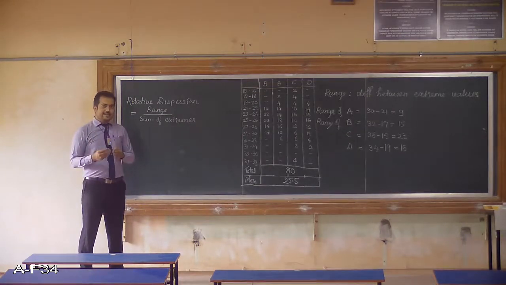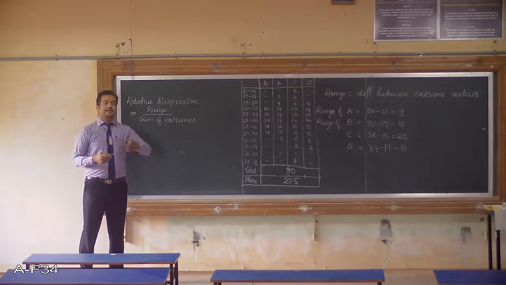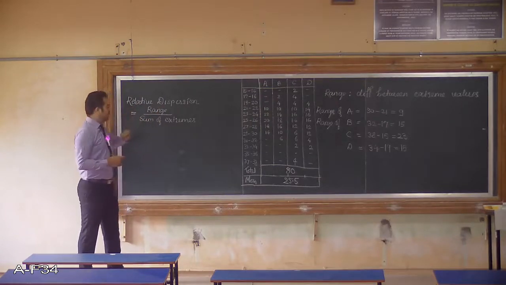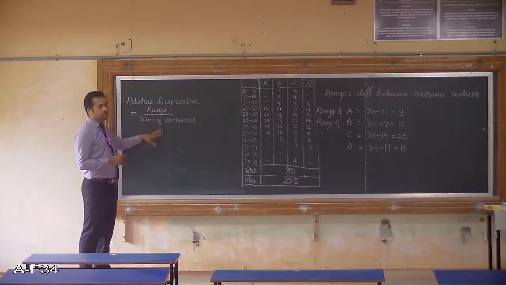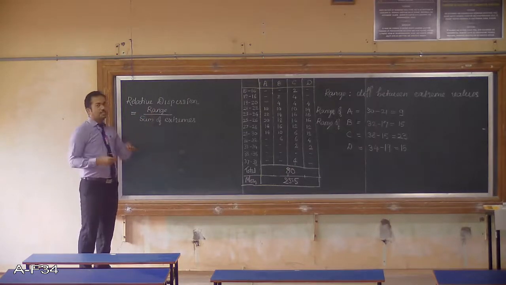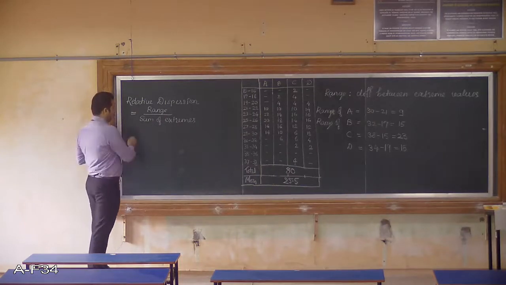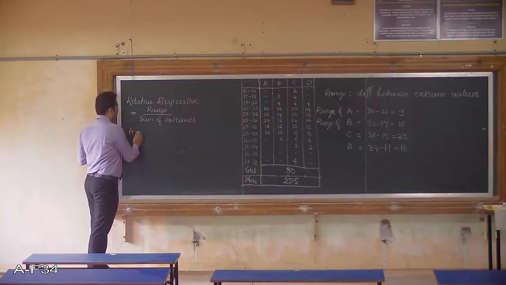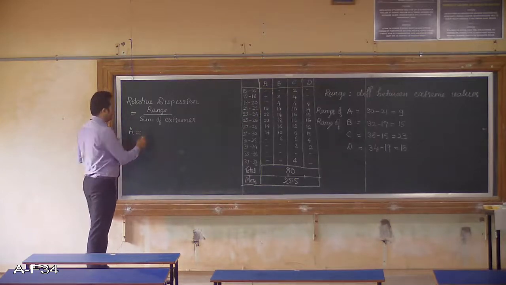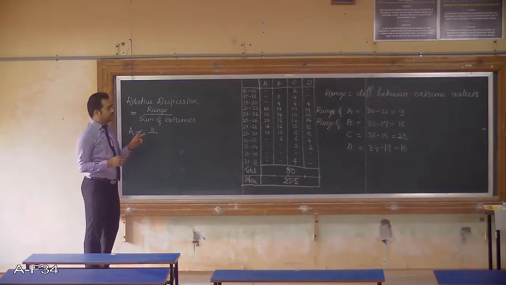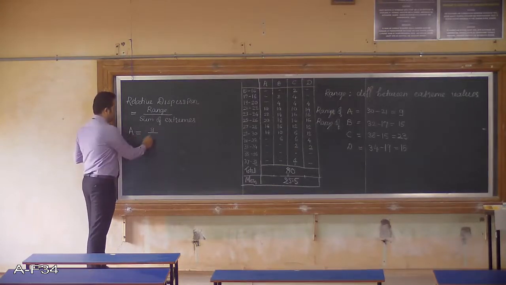so to have an idea about how the elements are dispersed among this entire range, we have one measure called relative dispersion. Relative dispersion is the ratio of the range divided by the sum of the extremes. Range is nothing but the difference of the extremes, and that we are dividing by the sum of the extremes. So for example, for A, the relative dispersion would be the range we have already calculated as 9 divided by the sum of the extremes, which are 30 and 21 together, it is 51.